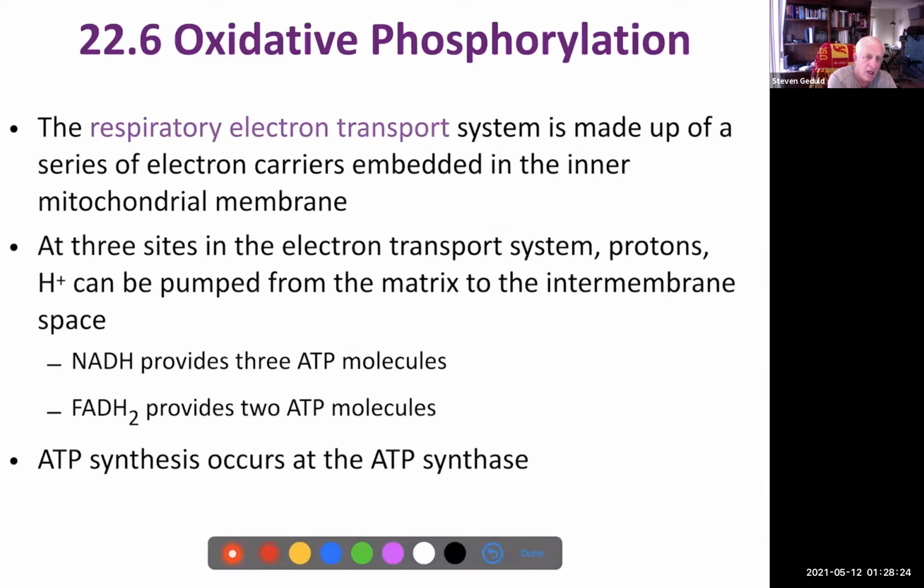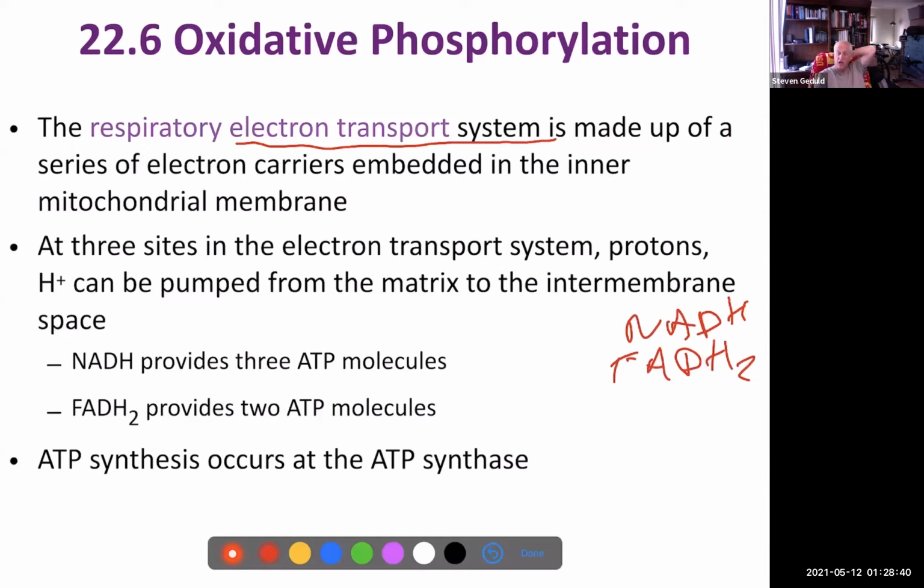Okay. Oxidative phosphorylation, transferring a high energy phosphate bond in the presence of oxygen. So the respiratory electron transport system. So when you're forming NADH and you're forming FADH2, basically you're transferring electrons. It's an oxidation reduction reaction. These are being reduced, so electrons are being transferred. You're going to use those electrons to generate ATP by passing them through the electron transport system. Okay, it's made up of a series of electron carriers that are embedded in the inner mitochondrial membrane. That's your electron transfer system; it takes place on the inner membrane of the mitochondria.